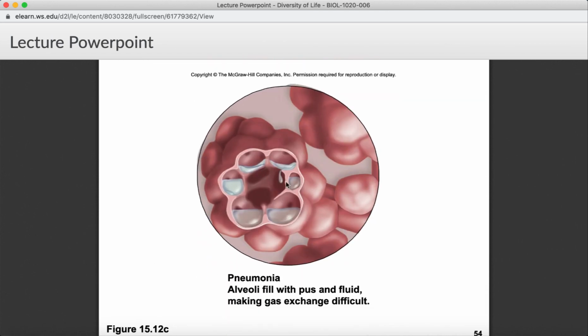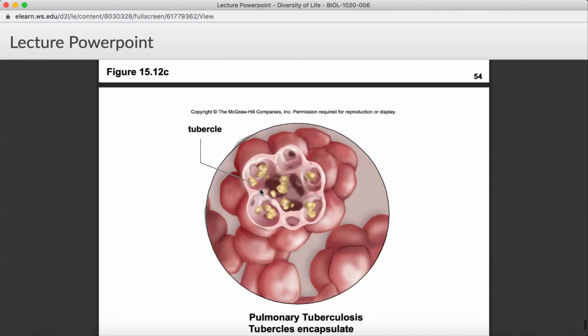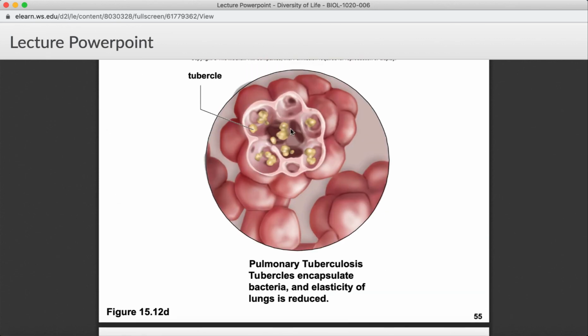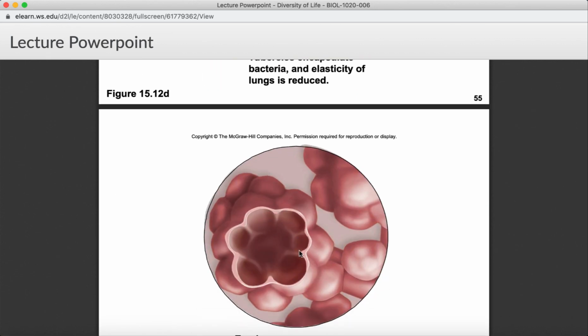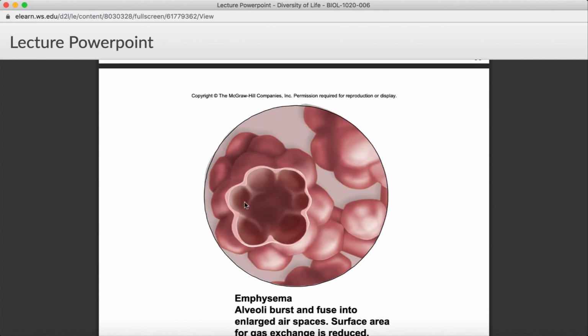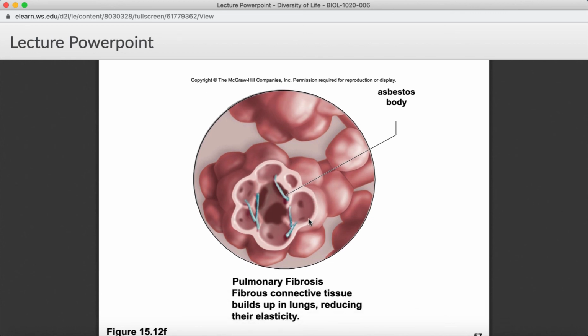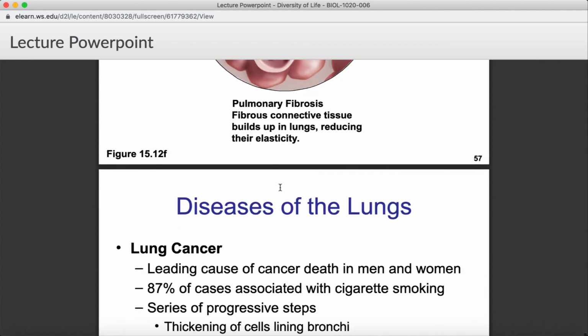Pneumonia, you've got fluid and pus in your alveoli, reducing your surface area, making gas exchange difficult. Tuberculosis forms little tubercles. Emphysema, so you can see all these little subdivisions and whatnot here, but this is hollowed out in emphysema, and over time you'll just lose this whole thing altogether. And then asbestos. I read that wrong. So then in pulmonary fibrosis, you have all this fibrous connective tissue building up in the lungs, and that kind of prevents them from stretching and expanding.